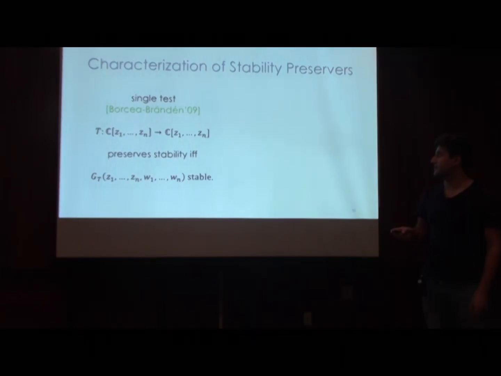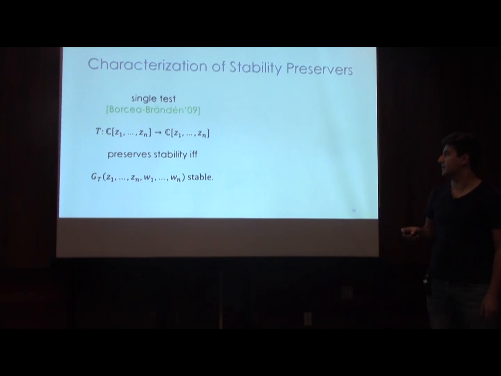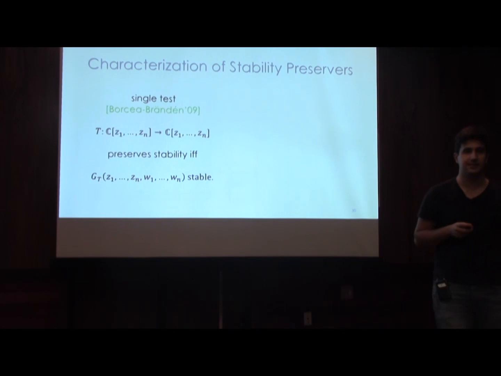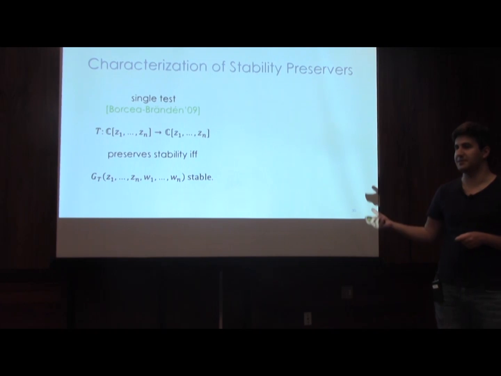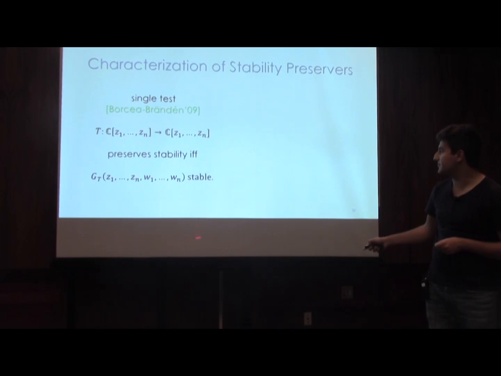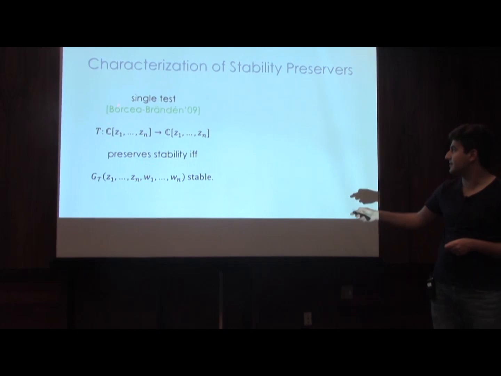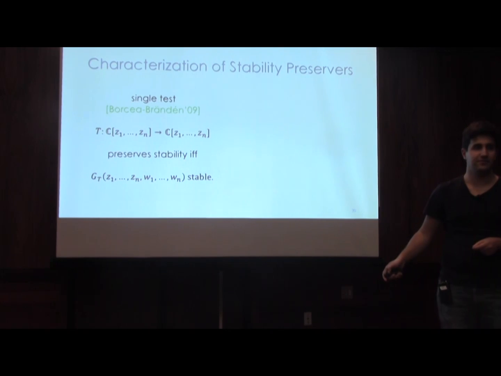Alright. So there is this very powerful theorem by Borcea and Brändén, which says basically that given any linear operator on polynomials, you can check whether it preserves real stability by testing the stability of a single polynomial. I'm purposefully not saying much on the details, but morally this is saying that for every linear operator acting on polynomials, you can derive a test polynomial, which would be real stable if and only if T preserves real stability.